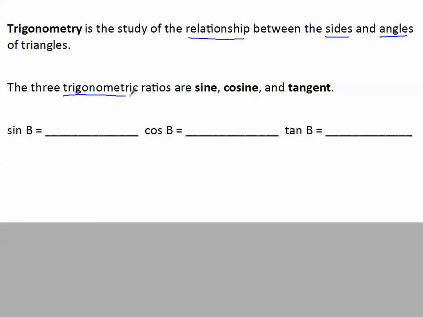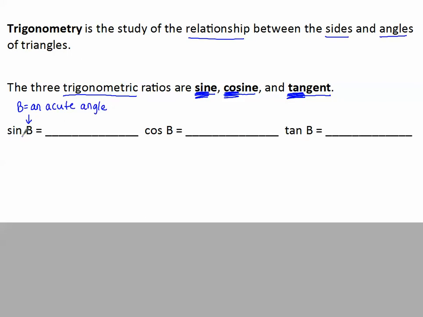The three trigonometric ratios are sine, cosine, and tangent. The way we write them is abbreviated with just the first three letters. Since it is an abbreviation, it is still meaning a word. So we use the word even though we write the abbreviation. So B is representing an angle. B is an angle in a right triangle. In fact, we can do better than that and say it's one of the acute angles of a right triangle.